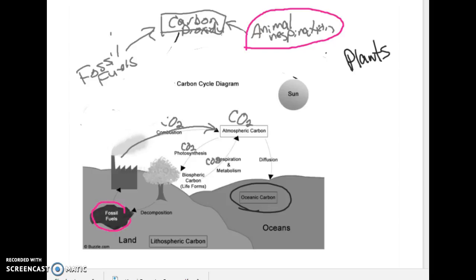Fossil fuels contain carbon, and when we burn fossil fuels, that's what this little path is right here. If we burn things like coal or oil, that also contributes to producing carbon dioxide. It converts that carbon from that stored carbon into carbon dioxide gas. So the combustion of those fossil fuels contributes to that.